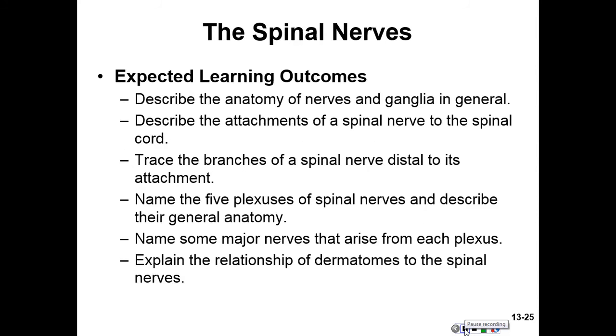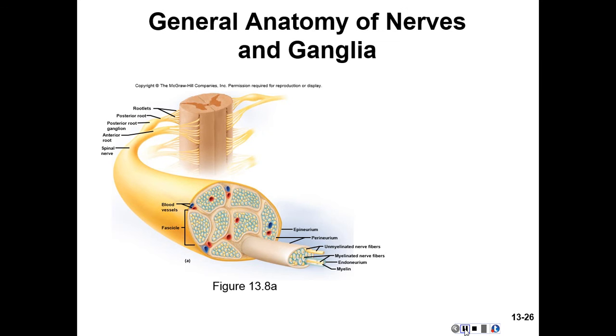Alright, the spinal nerves. These are just some examples of our learning outcomes. Again, know the anatomy of the nerves, what the role of the ganglia is, and trace the branches of your spinal nerves. You need to know the 5 plexuses that make up the groups of nerves in that region, and the dermatomes of the spinal nerves.